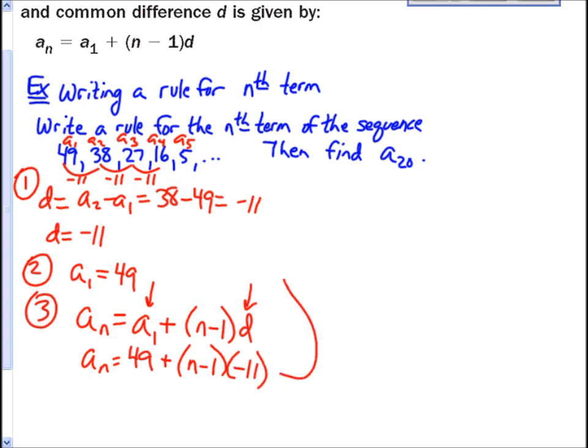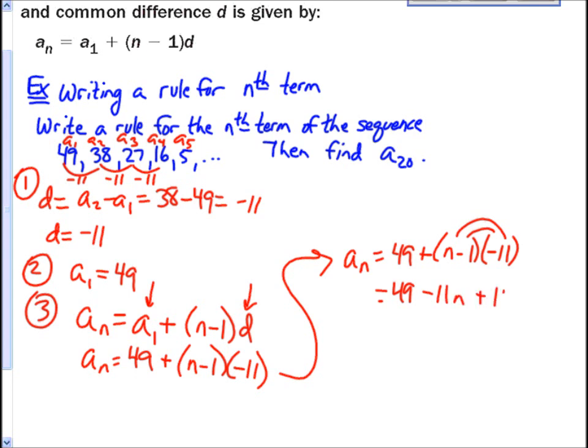Let me clean that up a little bit. So we got 49 plus n minus 1 times the -11, and I distribute that. 49 minus 11n plus 11. 49 plus 11 looks like we got 60. And usually you'd write that as -11n plus 60.